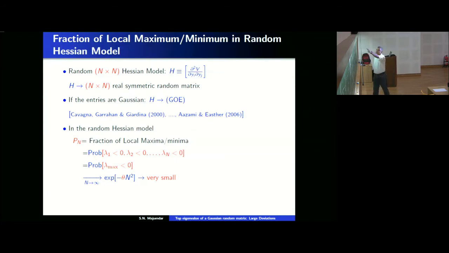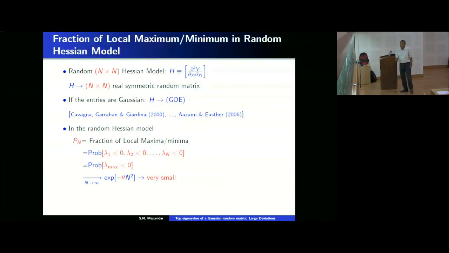But anyway, this is the sort of result, and we wanted to understand this result. Okay, so how to calculate this, how to prove this result, and what is the value theta here? Okay. So most of the stationary points are saddle points in this random Hessian model.